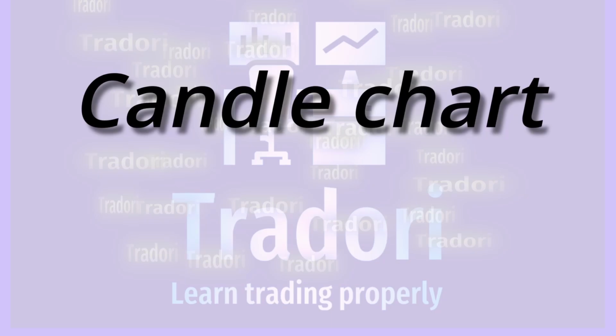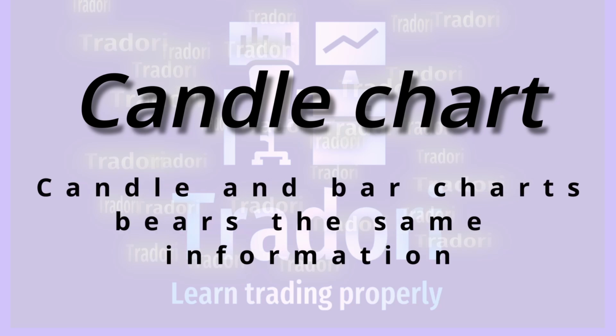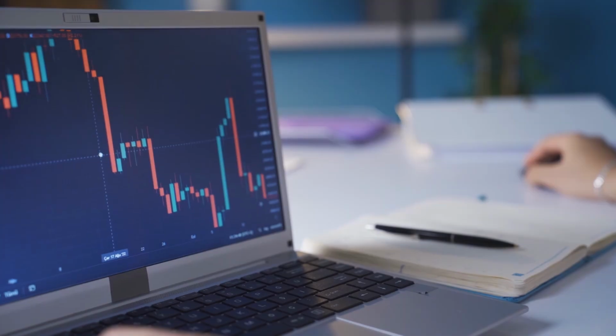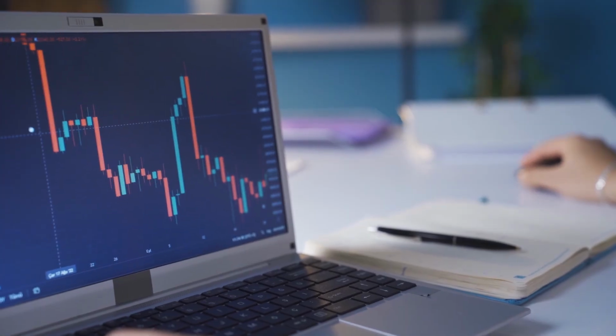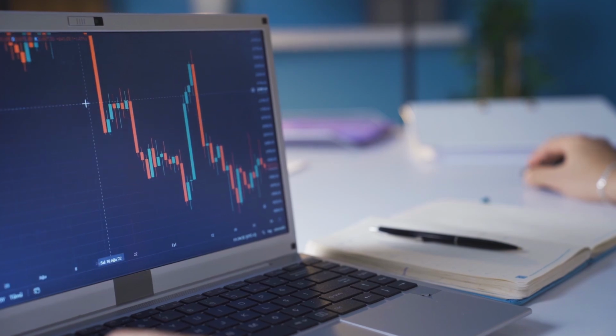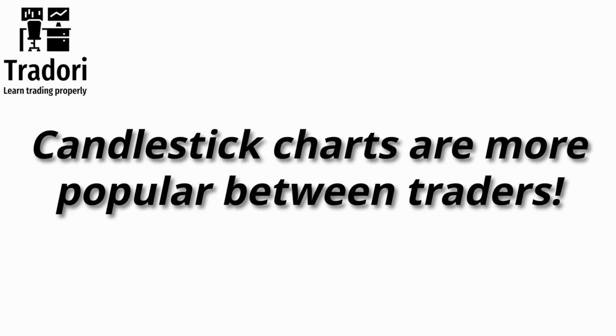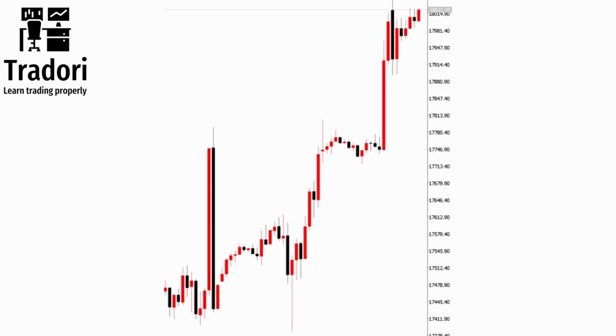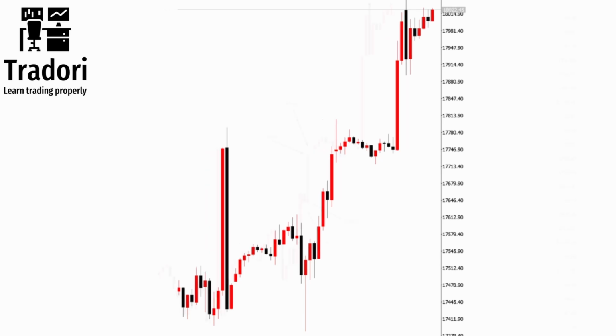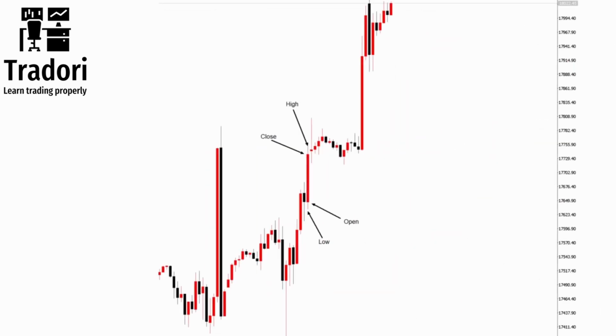Candle chart. Candlestick charts and bar charts bear the same information, so it is your personal preference which you choose, whichever fits your eye, so to speak. Among traders, the more widely used chart is the candlestick chart. A candlestick is a way of displaying information about an asset's price movement. Just like a bar chart, a candlestick chart shows the market open, high, low, and close prices for the specific time frame.